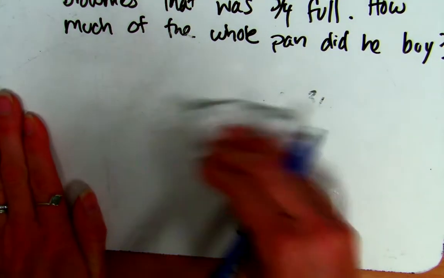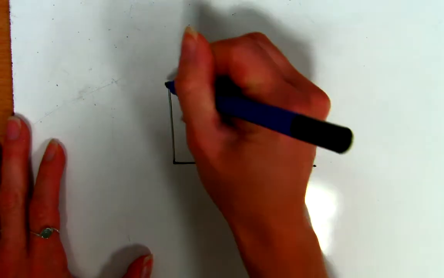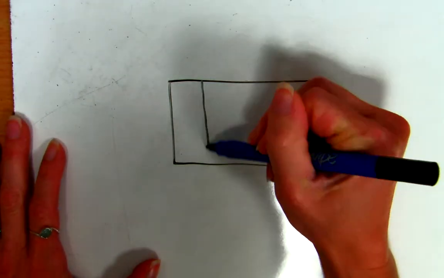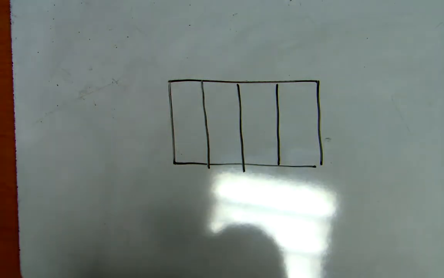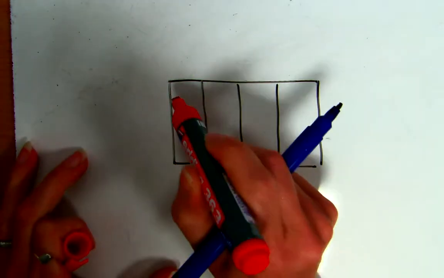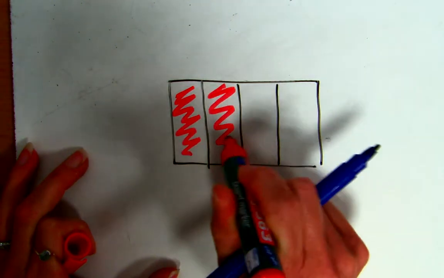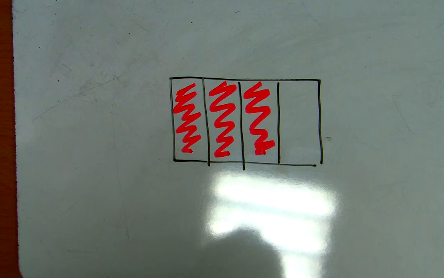So he wants 1/3 of a pan of brownies that was only 3/4 full to begin with. So what do we need to start with? We need to start with a pan of brownies that is 3/4 full. Well, I'm going to split my pan into 4 parts, and I only want 3 of them, since it's 3/4 full.